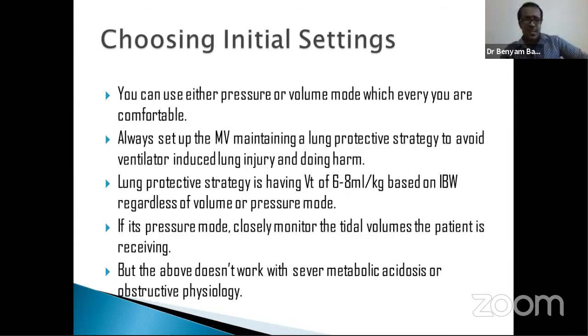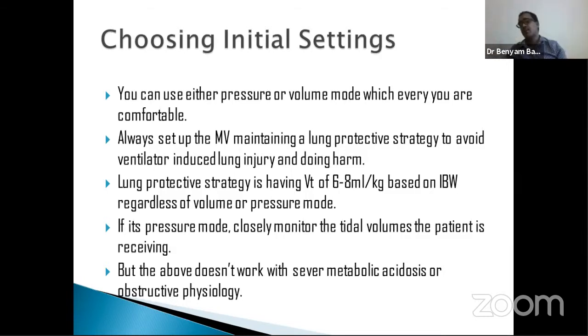So always set the mechanical ventilator on lung protective strategies, to avoid doing harm and to avoid ventilator-induced lung injury. Lung protective strategies mean a tidal volume of 6 to 8 mL/kg based on the ideal body weight, which we discussed earlier, regardless of the volume or pressure mode. Set the volume based on this calculation. And if you're on pressure mode, always keep an eye on the volume that is generated, and it should be between 6 to 8 mL/kg.